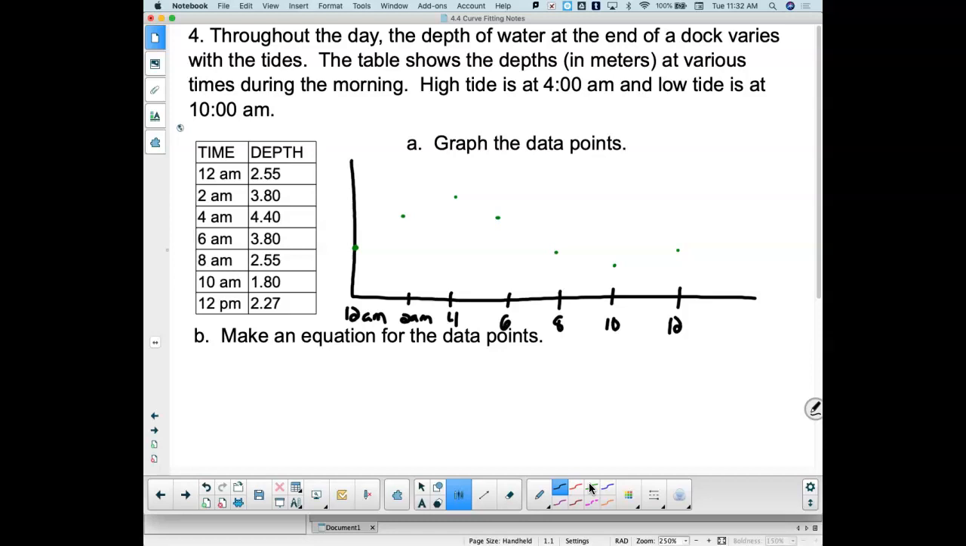Now it tells you that high tide is at 4 a.m. What does that mean? If high tide is at 4 a.m., what does that mean? That's the highest it will go, or the deepest it will get. So this is my high value. It says that low tide is at 10 a.m. What does that mean? That's the lowest it'll get. Okay. So where is my middle?